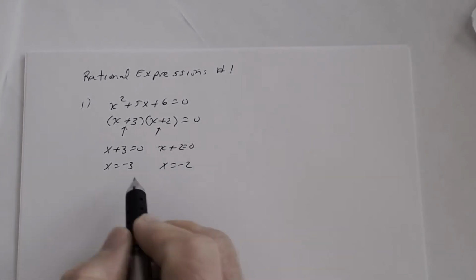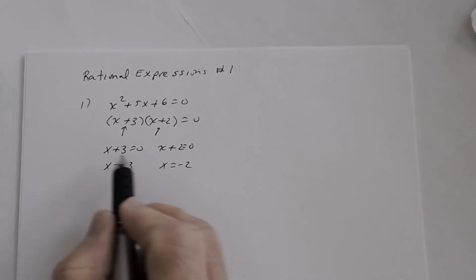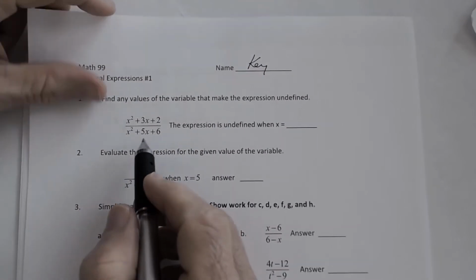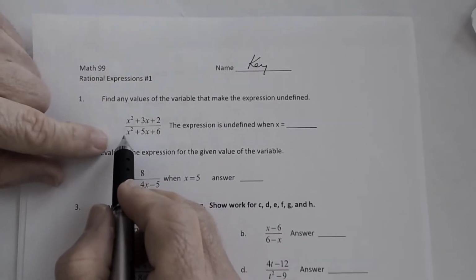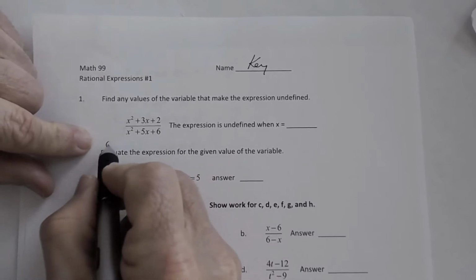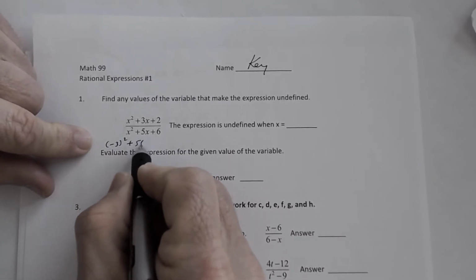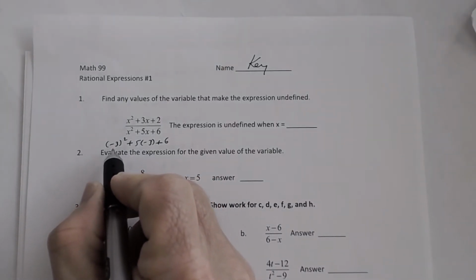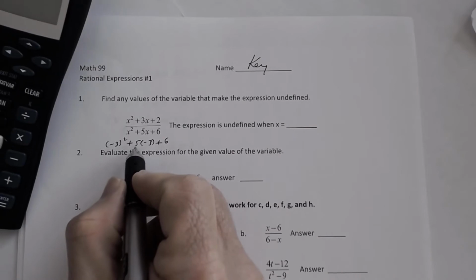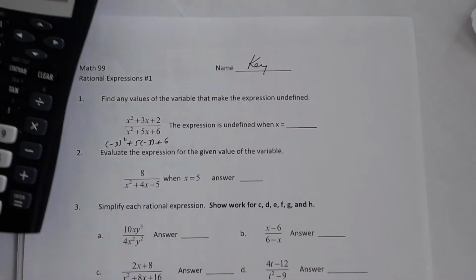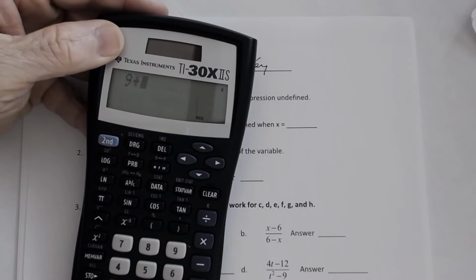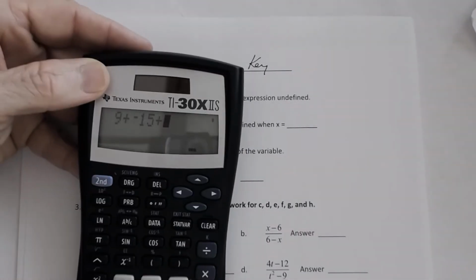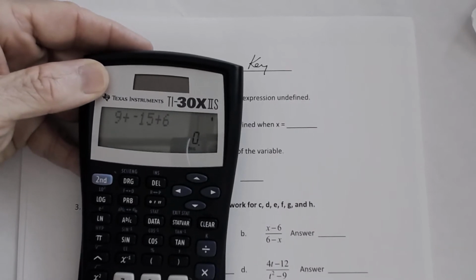What I found here is that when x is negative 3, my denominator is 0. And you can check it. We have negative 3 squared plus 5 times negative 3 plus 6. That's the denominator. Negative 3 squared is 9, and 5 times negative 3 is negative 15. So I have 9 plus negative 15, and then plus 6. And look, when I add those up, I get 0.